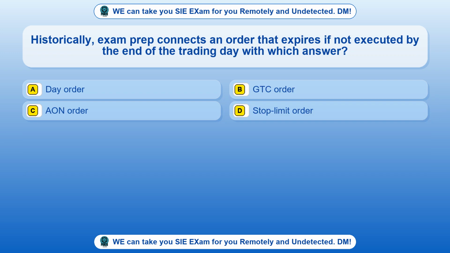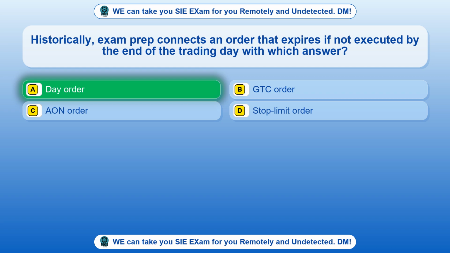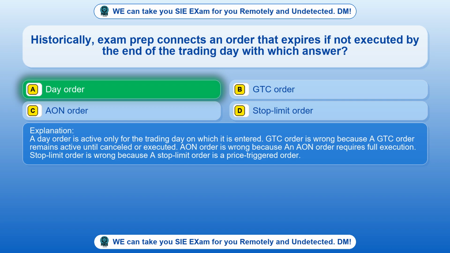Question 69. Historically, exam prep connects an order that expires if not executed by the end of the trading day with which answer? Option A, day order. Option B, GTC order. Option C, AON order. Option D, stop limit order. The correct answer is option A, day order. A day order is active only for the trading day on which it is entered.